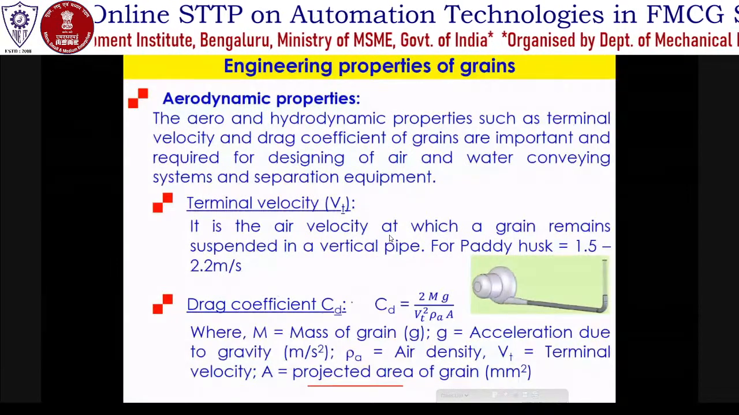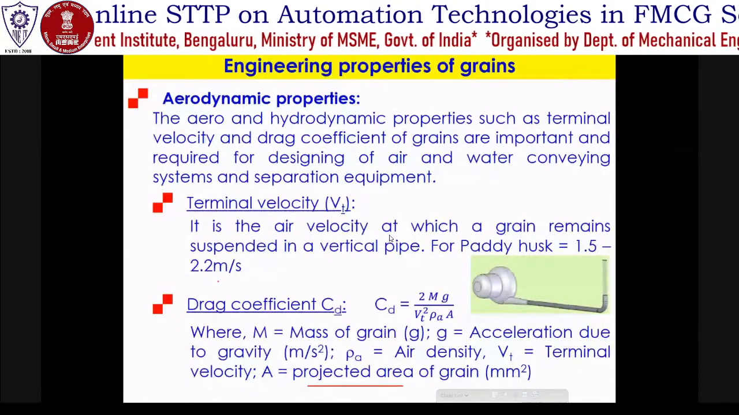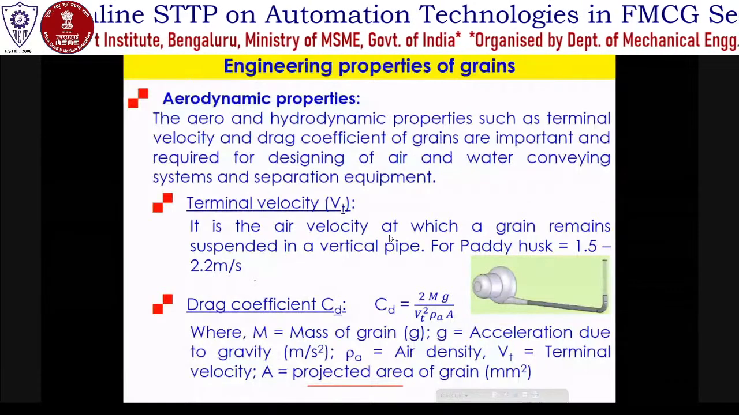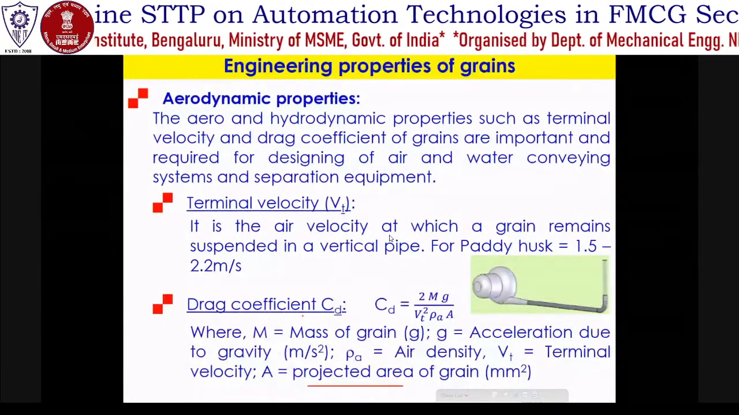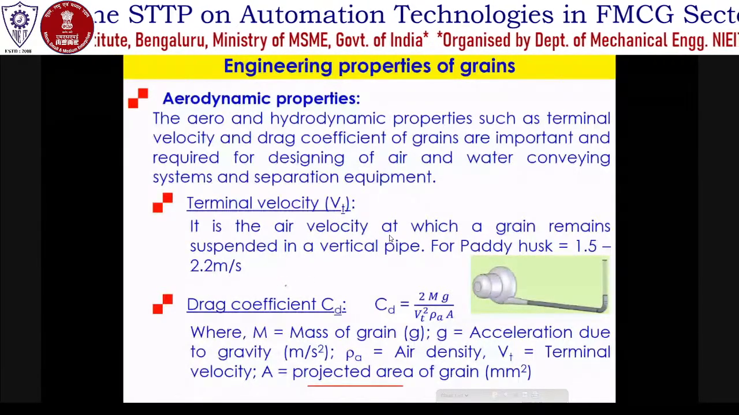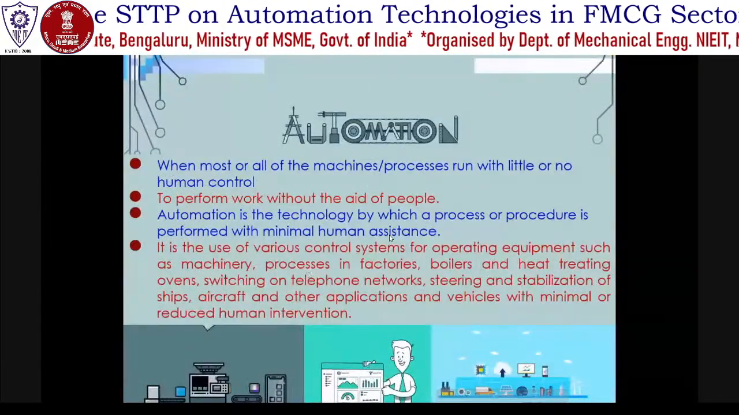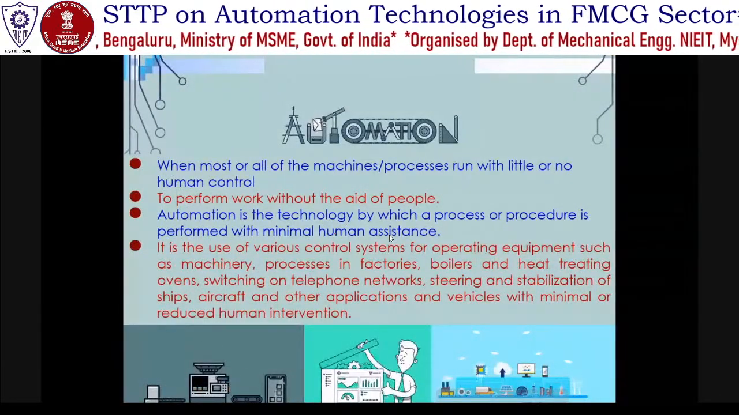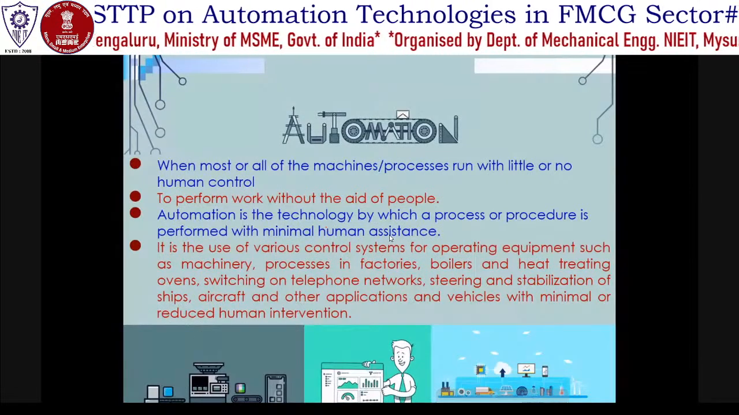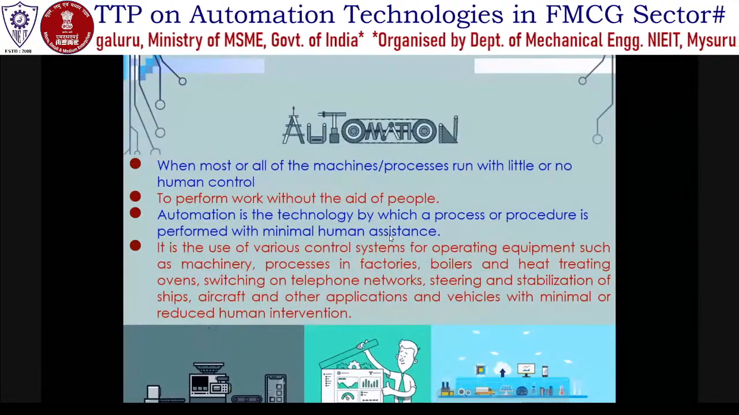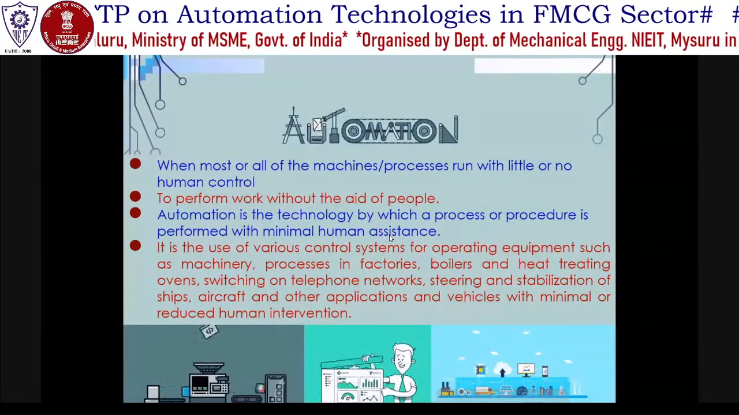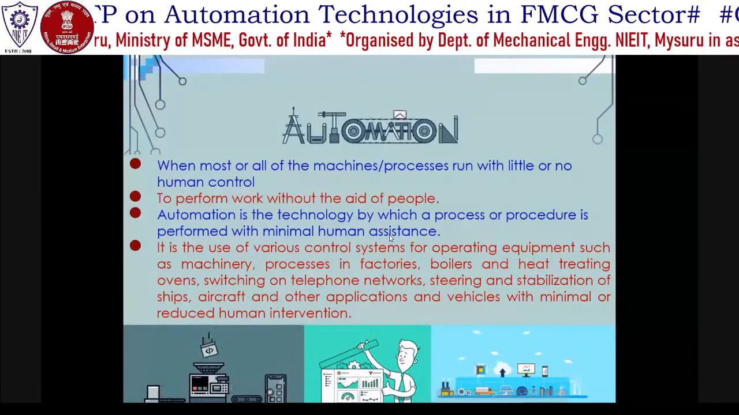Now, can I have an instrument to do this? This is what the academics and the industry can look into. Collaborate with us, we can do something in this area. Coming to automation, so again, Google Auntie will give me all these things. So what is automation? To perform work without the aid of people. So that is the new thing. I'll not go into these details, right?